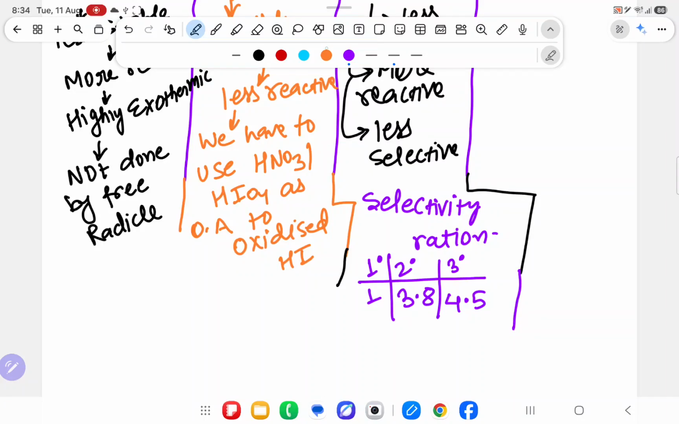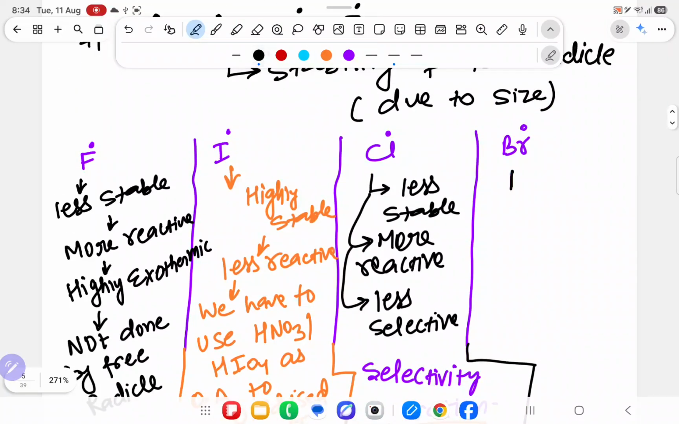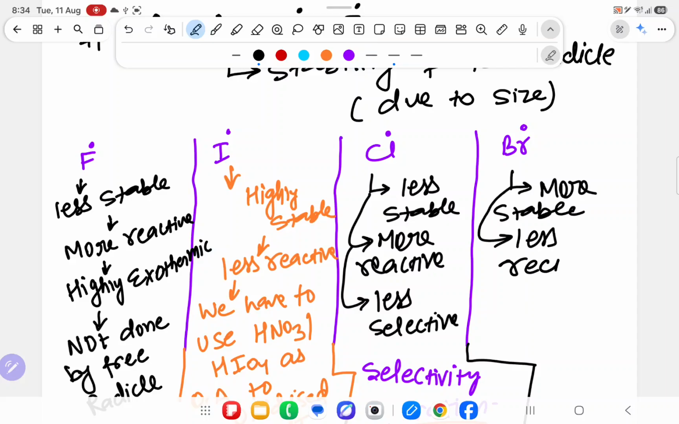What you have written over here, sir? We didn't understand. Just wait. I will explain by writing the example. Now, bromine. What will you say about bromine? Bromine is more stable, and due to more stability, it is less reactive, as well as less selective also.